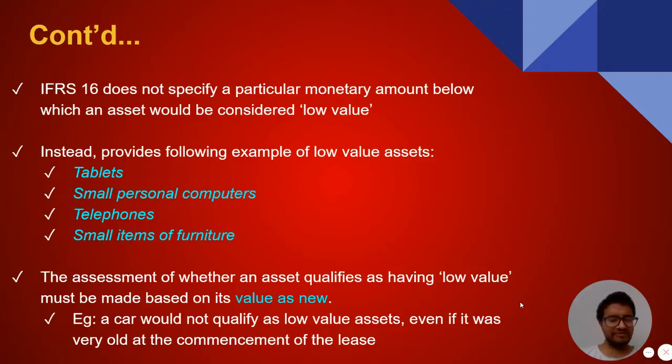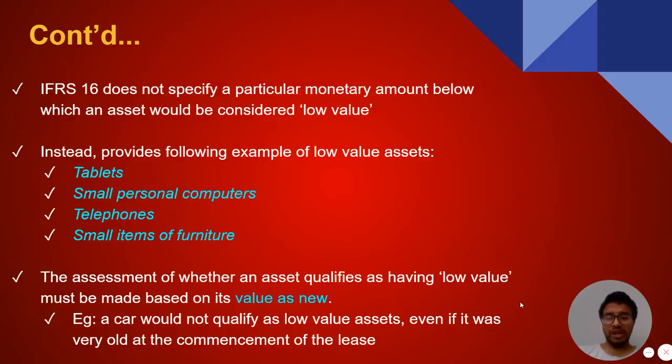So IFRS 16 does not specify any monetary value of an asset that should be considered low value, but instead it provides us examples. Like four examples that are provided. It's basically small personal computers, telephones, tablets, and small items of furniture. These are the four items that have been prescribed by IFRS 16.